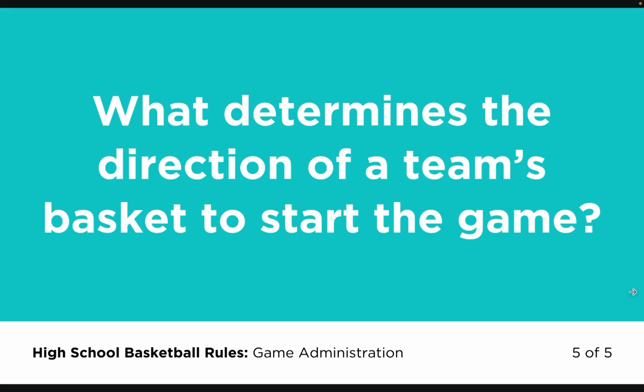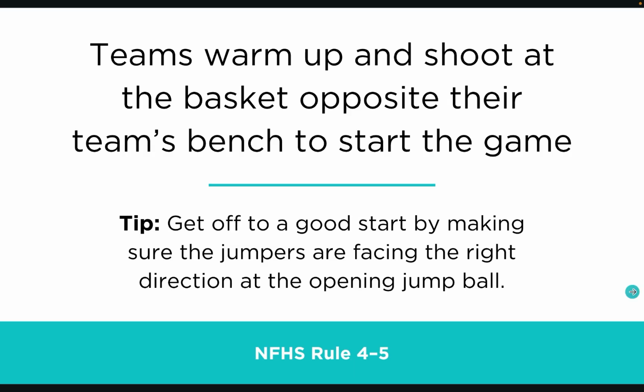What determines the direction of a team's basket to start the game? How do we know which direction the teams should go? Do you know the answer? Well, it's all based on where the benches are for the teams on the court. So the teams are going to warm up and then they're going to shoot during the first half at the basket opposite their team bench.